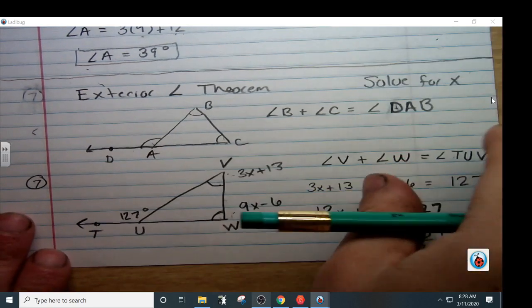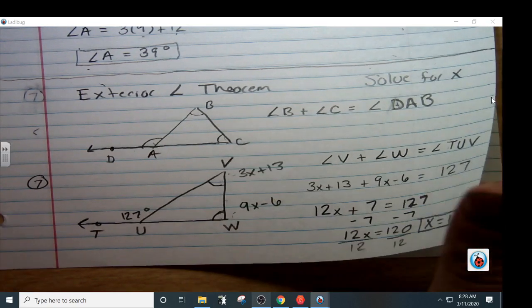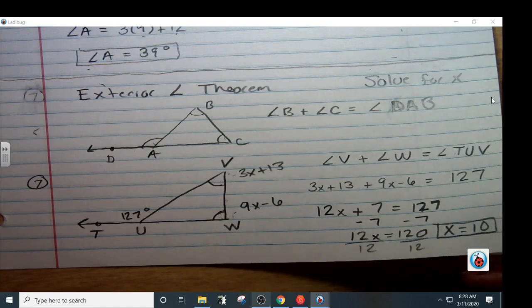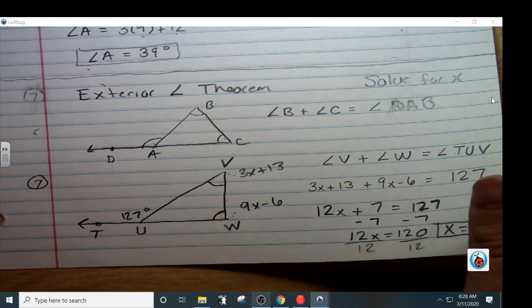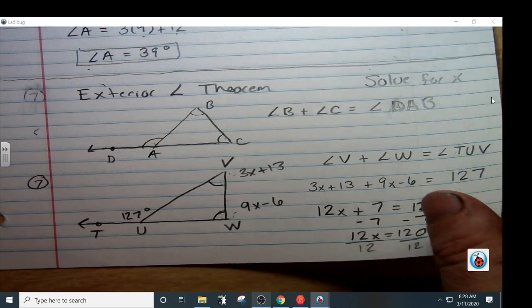All right, guys. So that's exterior angle theorem. Does anybody need to see another one of those? No. You want to see number 8? Okay. All right.